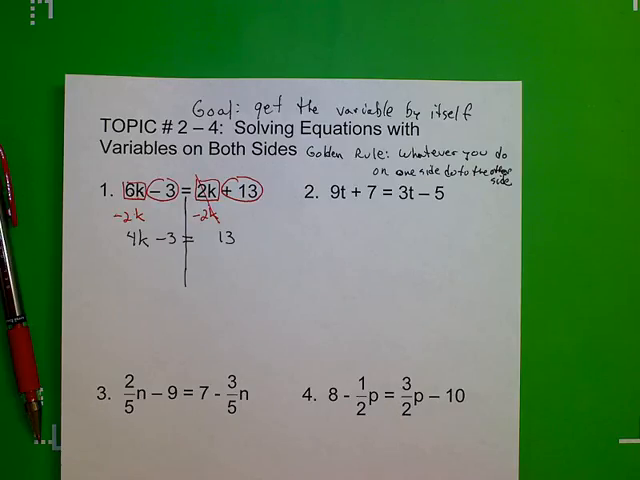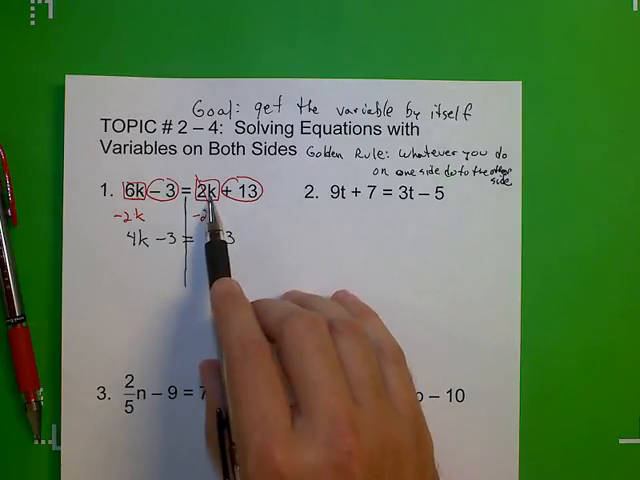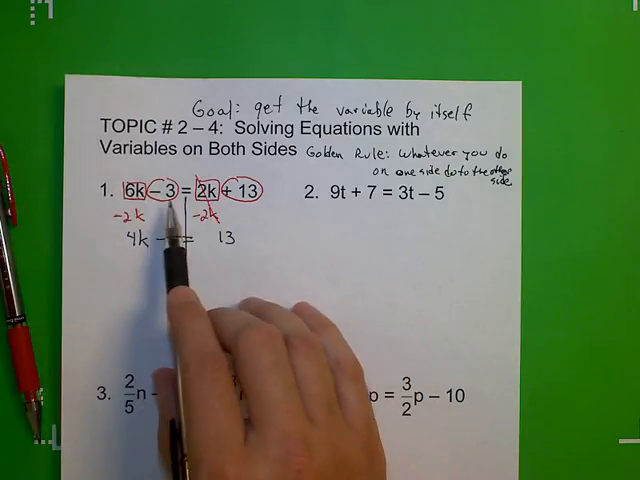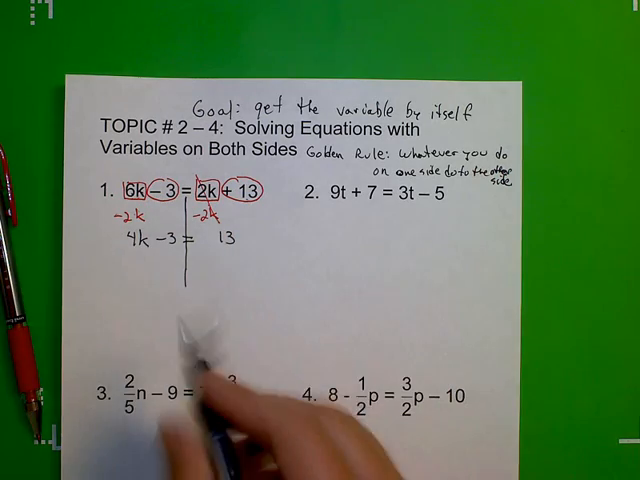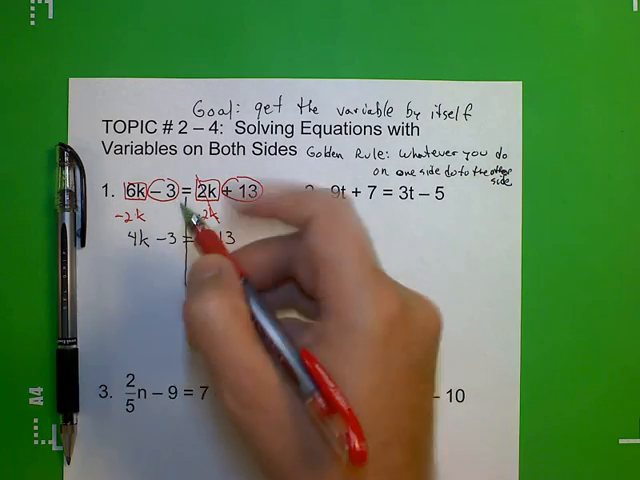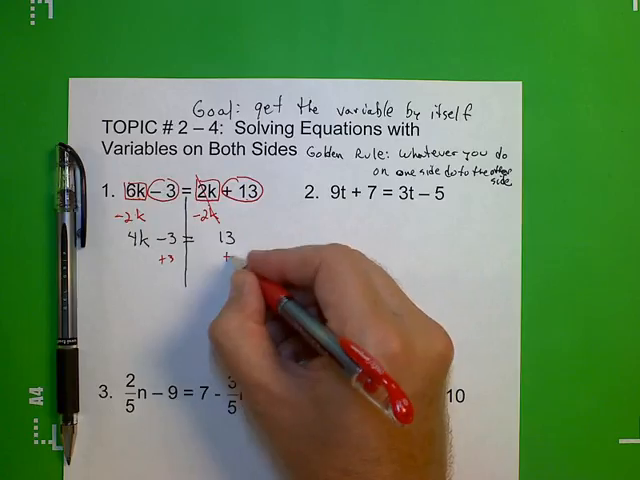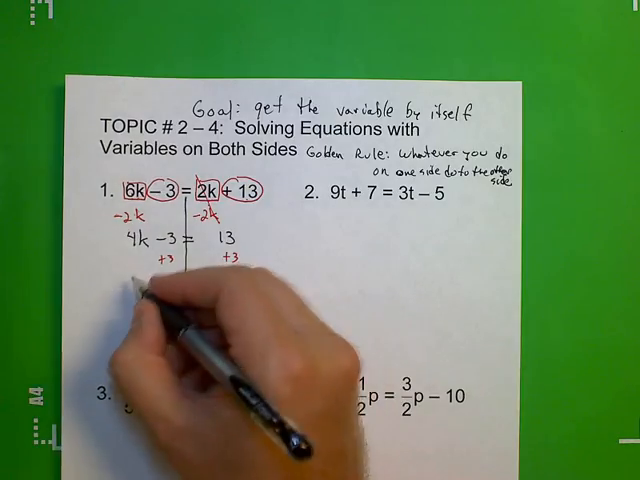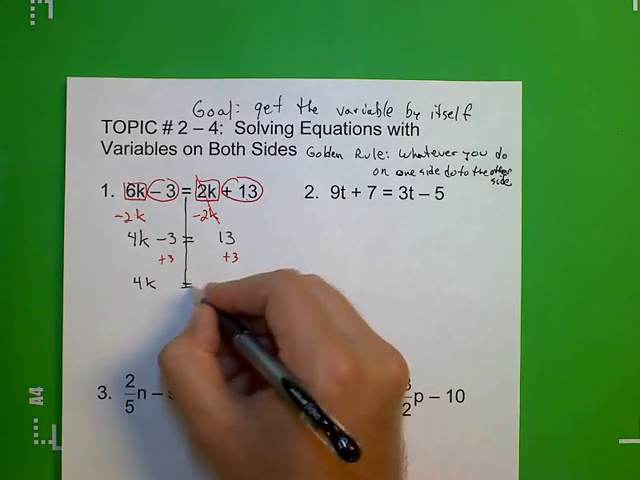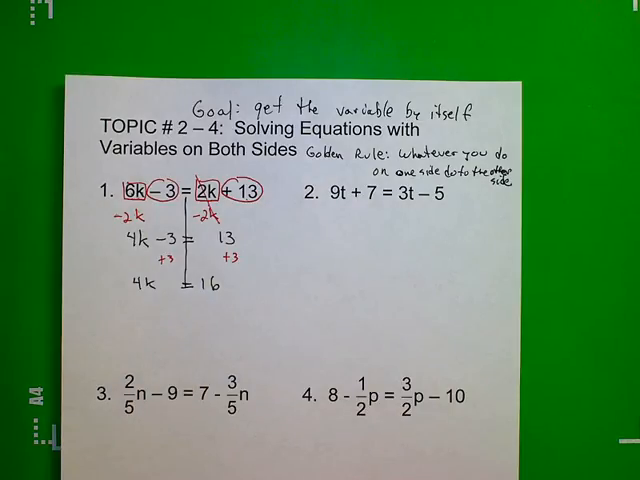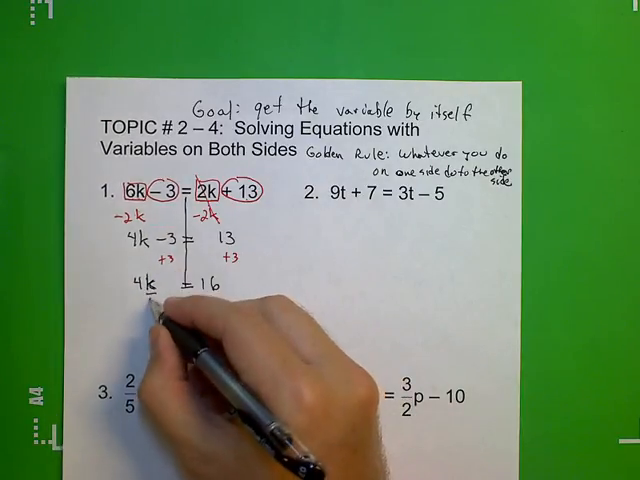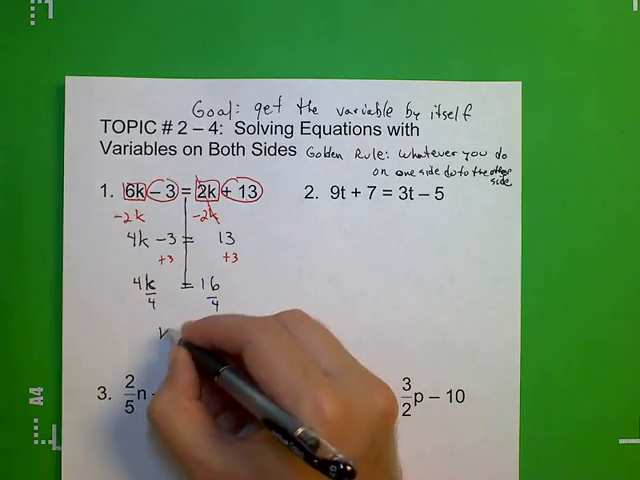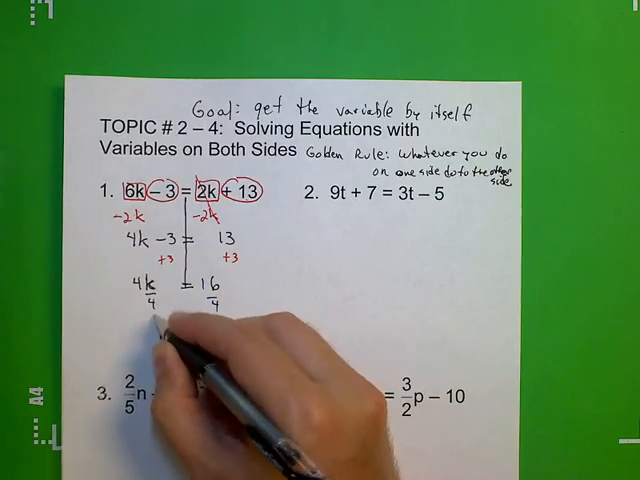So now what we're really doing is, since we chose to bring the K's to the left, that means we're bringing the numbers to the right. So now we do everything like we used to do. We're going to add 3. We're going to get 4K equals 16. 4 times what is 16? 4 times 4. Or you can just say divide by 4, and K equals 4.